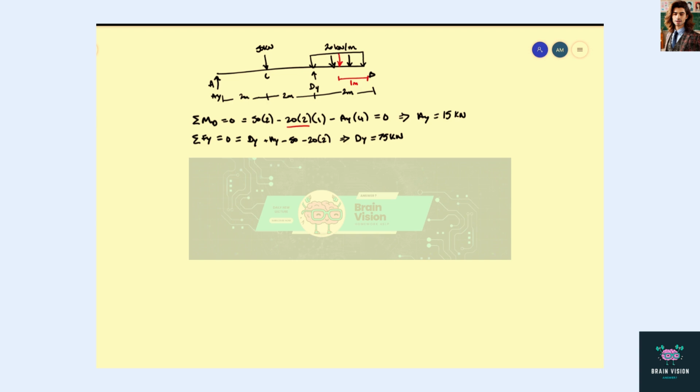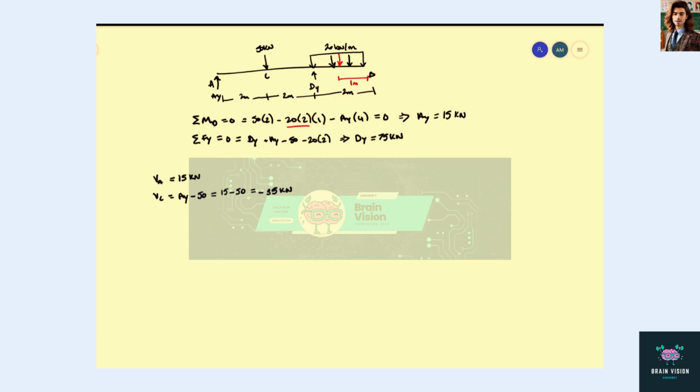So now we can look at our shear forces over this beam. And starting at A, our shear force is going to be equal to AY. So VA is equal to 15 kilonewtons. And then we're going to look at C. And C is just AY minus 50, since we have a downward force at 50. So it's just 15 minus 50 is equal to negative 35 kilonewtons.